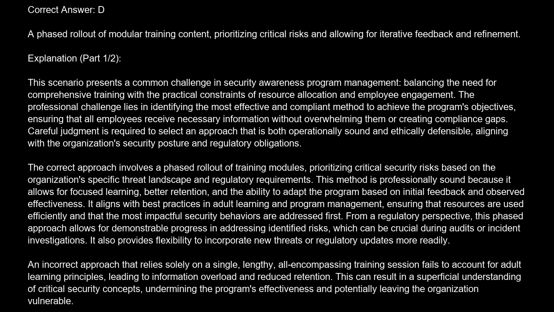From a regulatory perspective, this phased approach allows for demonstrable progress in addressing identified risks, which can be crucial during audits or incident investigations. It also provides flexibility to incorporate new threats or regulatory updates more readily. An incorrect approach that relies solely on a single, lengthy, all-encompassing training session fails to account for adult learning principles, leading to information overload and reduced retention.